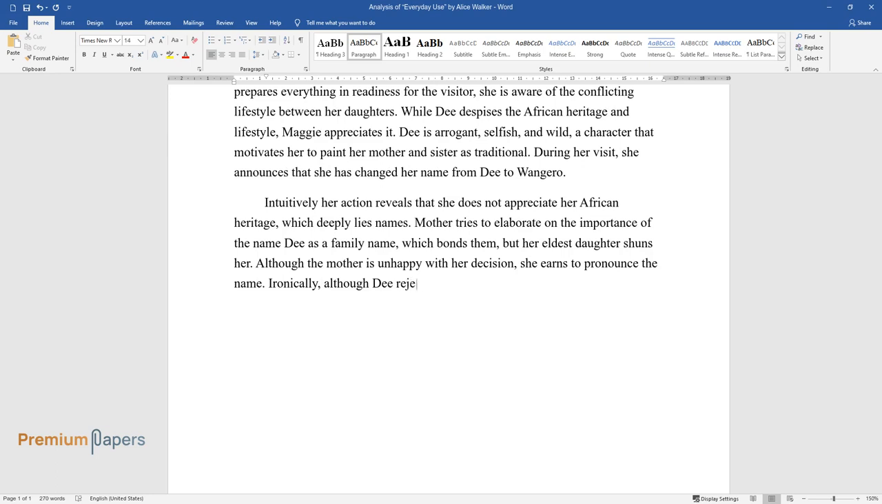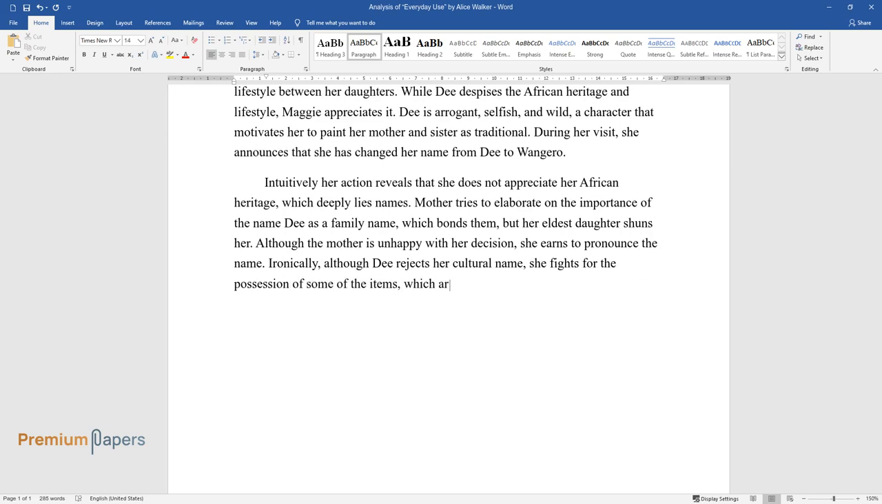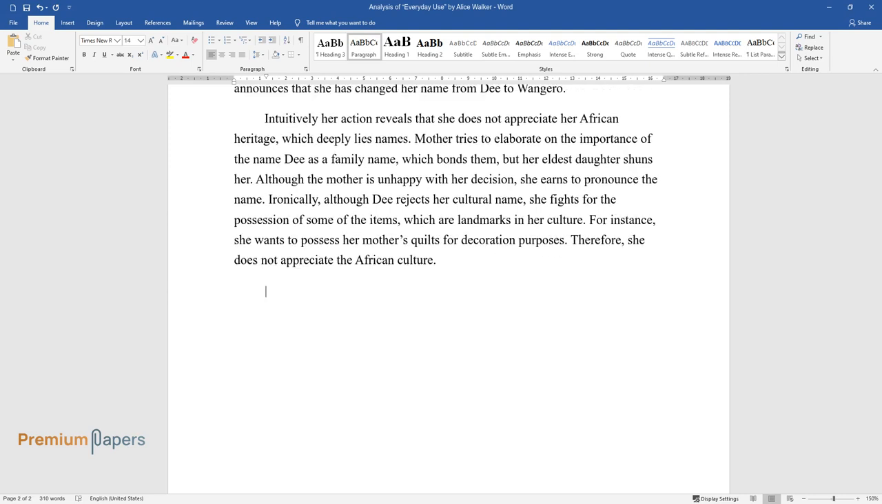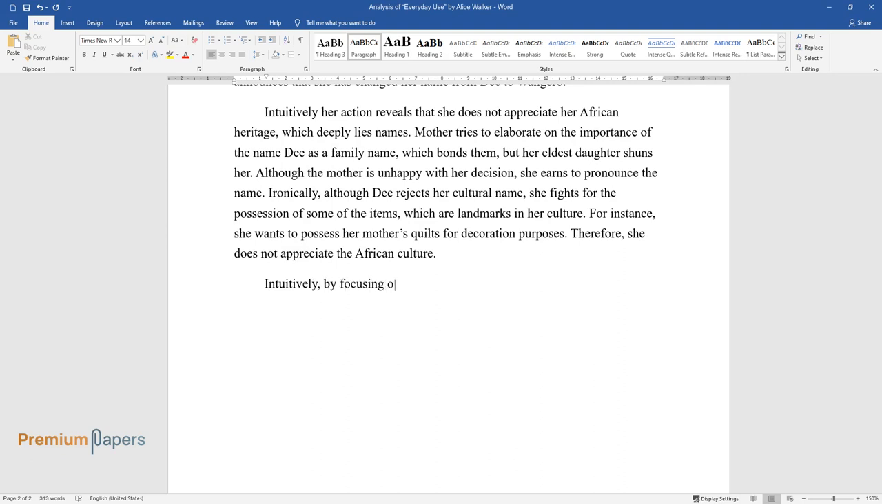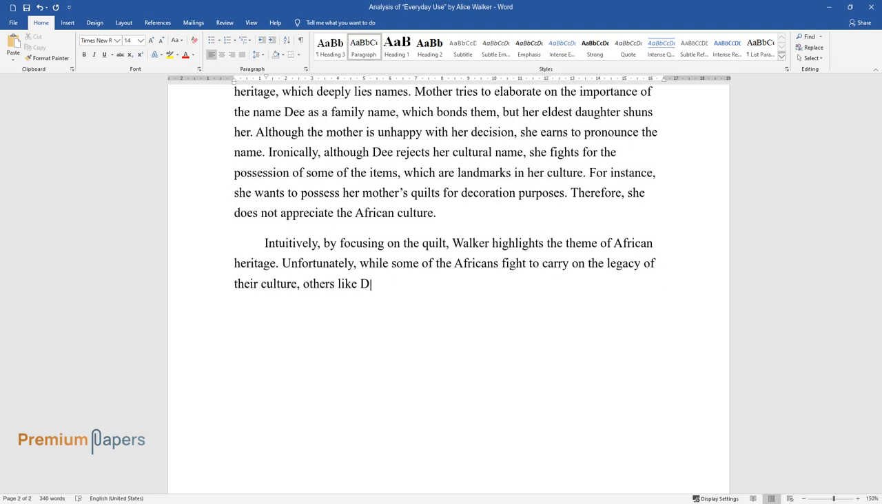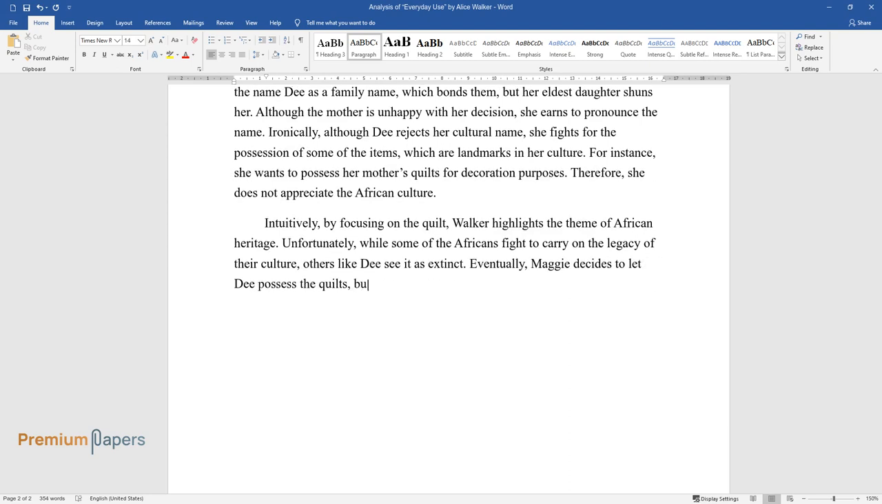Ironically, although Dee rejects her cultural name, she fights for the possession of some of the items which are landmarks in her culture. For instance, she wants to possess her mother's quilts for decoration purposes. Therefore, she does not appreciate the African culture. Intuitively, by focusing on the quilt, Walker highlights the theme of African heritage. Unfortunately, while some of the Africans fight to carry on the legacy of their culture, others, like Dee, see it as extinct. Eventually, Maggie decides to let Dee possess the quilts, but her mother disapproves of her decision.